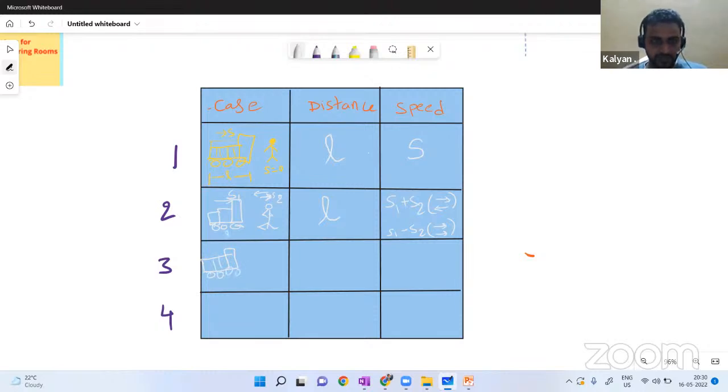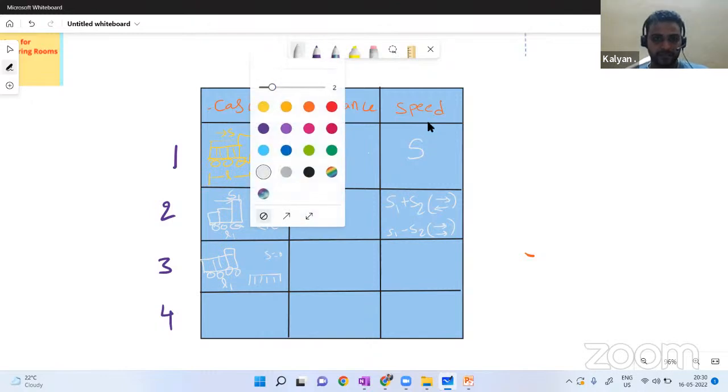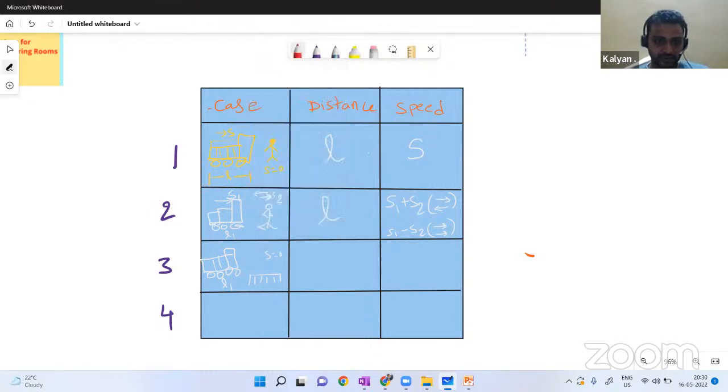So a train which has length L1 is crossing a bridge or a platform. So here the bridge speed is 0. Yes or no? Bridge speed is 0 because bridges never walk, bridges never run. Our platforms also never run. Their speed is 0. But the speed of the train, yes, it has some speed. Say S is the speed of the train.